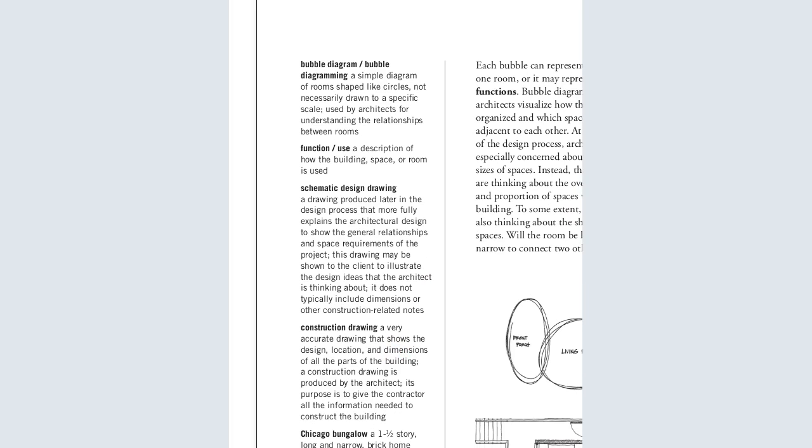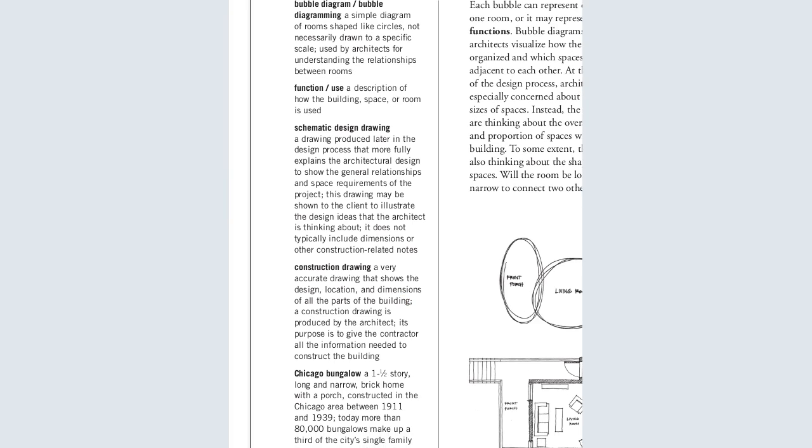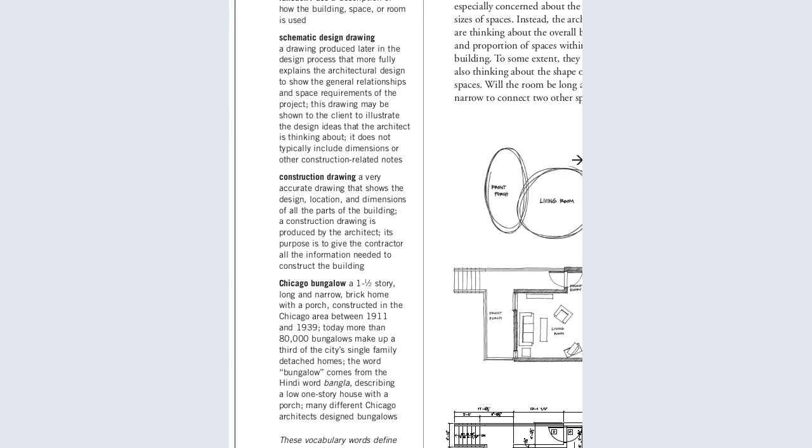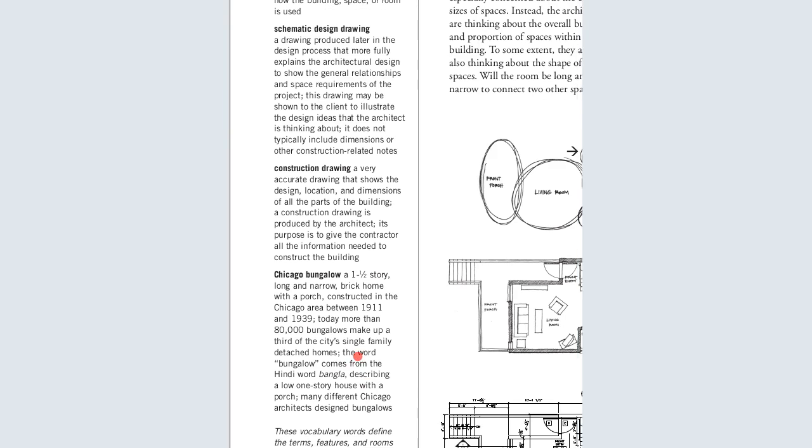Schematic diagram. I had already talked to you about the schematic diagram. It is like a ladder diagram that is used for you to know how the power is supplied or how things are flowing from one section to another. And then the construction drawing is a very accurate drawing that shows the design, location, and dimensions of all parts of the building. A construction drawing is produced by the architect. Its purpose is to give the contractor all the information needed to construct the building.